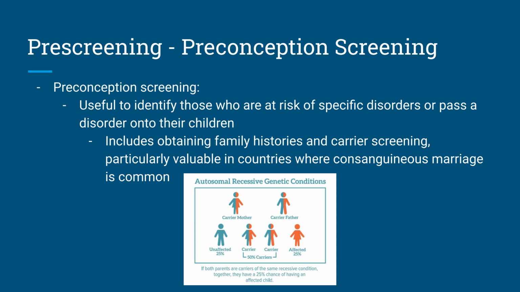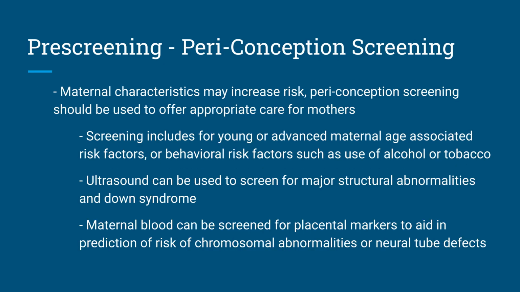Now that we have finished talking about prevention strategies, let's talk about pre-screening options. One pre-screening option is preconception screening, which can be useful to identify those who are at risk for specific disorders or to pass a disorder onto their children. This screening includes obtaining family histories and carrier screening, which can be particularly valuable in countries where consanguineous marriage is common. Another screening option is periconception screening.